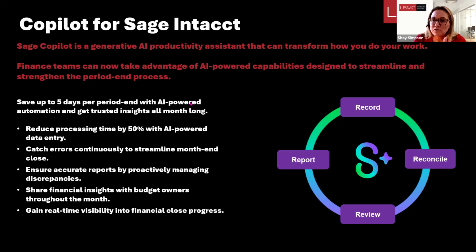So what we are going to be seeing with the Copilot for Sage Intacct is saving up to 5 days per period with AI-powered automation. Again, reducing processing time, catching errors, ensuring accuracy, sharing financial insights with budget owners, and gaining real-time visibility into the financial close progress. Okay.